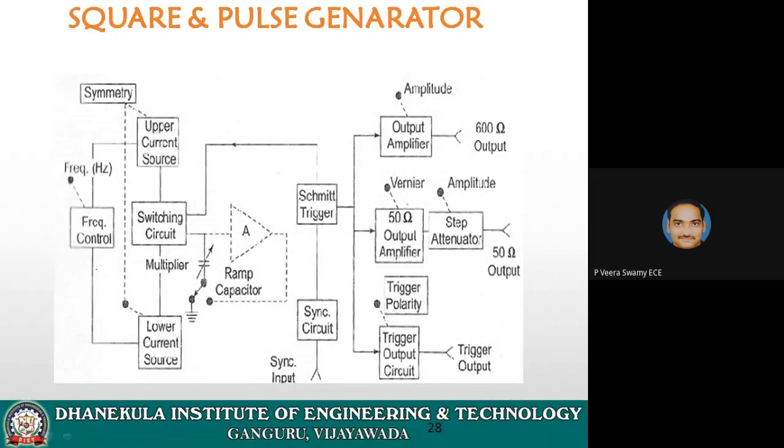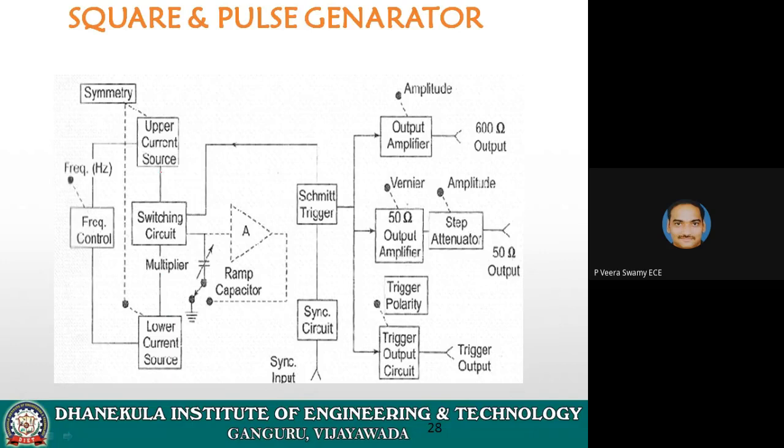See here, first, the frequency control of what we are generating. You have to generate here and vary the frequency. This is the upper constant current source and this is the lower constant current source, and these two are connected to one switching circuit. That switching circuit is helpful for the frequency ranging.